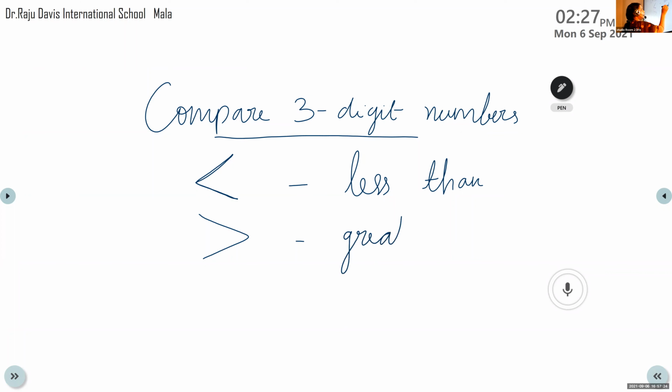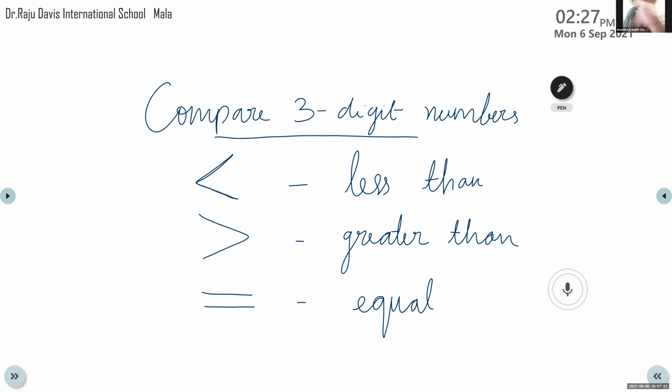No need to write now. Listen here. It's greater than. And we have the third one. It's very simple. All of you know. What is this? Equal to. So these are the 3 symbols we use for comparing the numbers.